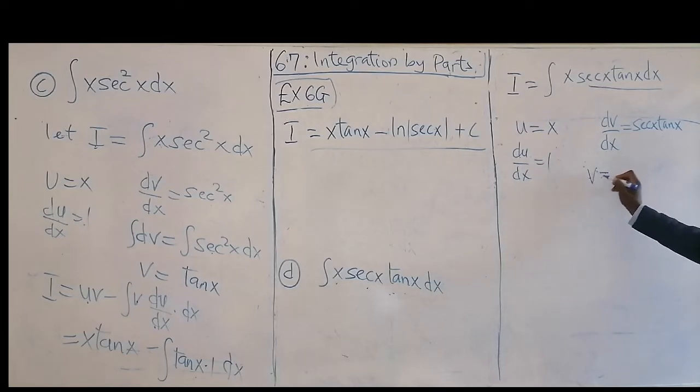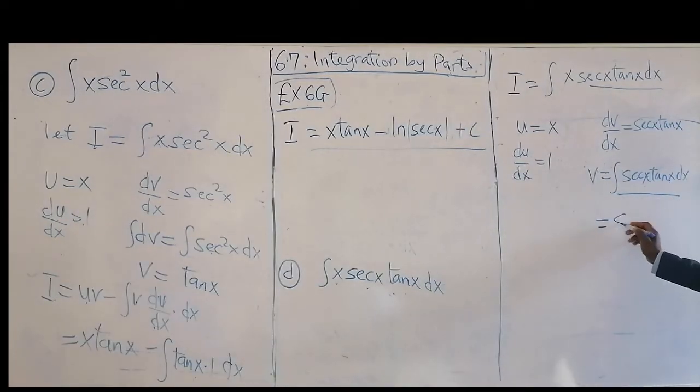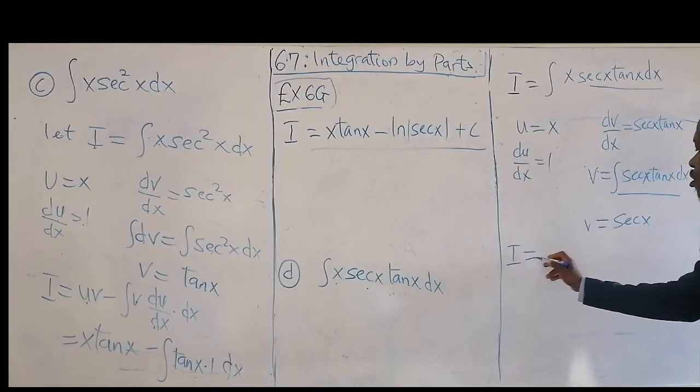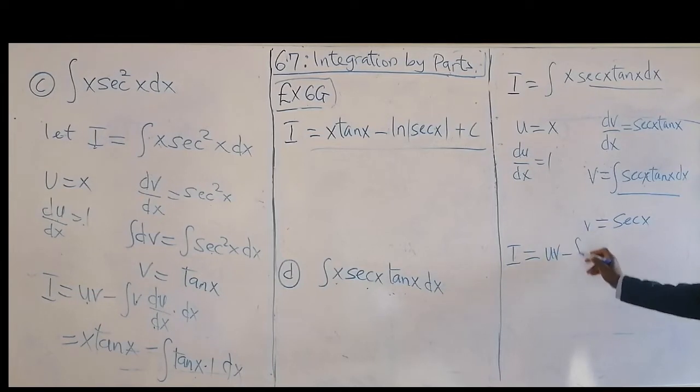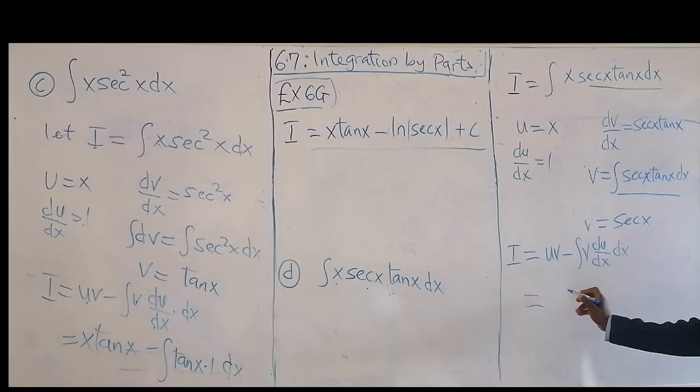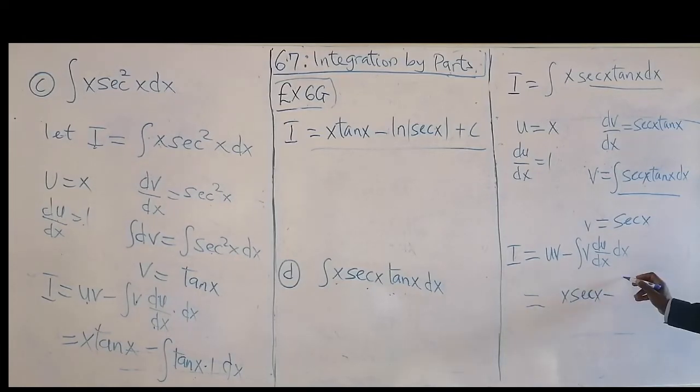So v will be equal to the integral of sec x tan x dx. The integral of sec x tan x is sec x. So let's apply our formula. I is equal to uv minus the integral of v du dx and then dx. My u is this, and my v is sec x, then minus the integral of v, which is sec x, times du dx, which is 1, then dx.